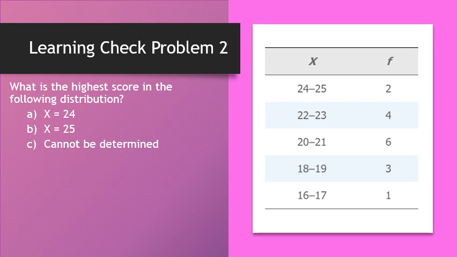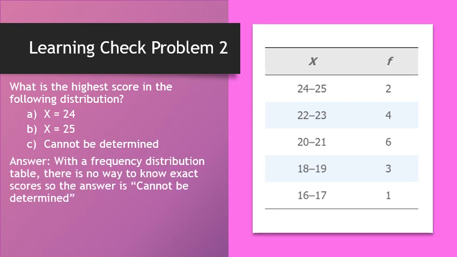Here's another problem. Stop the video, see if you can do the problem. Okay, so what's the highest score in this distribution? Well, we know there are 2 scores between 24 and 25, but we don't know what they are. Maybe you have 2 24s, maybe you have 2 25s, maybe you have one of each. So the answer here is you cannot determine because you don't know the exact scores.